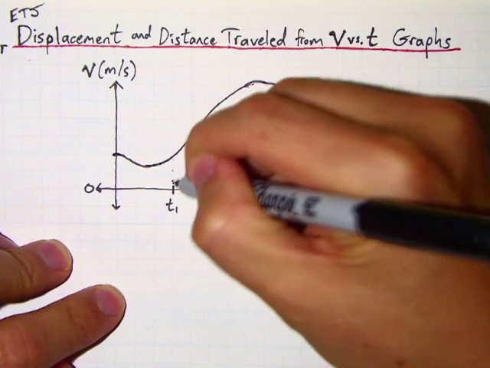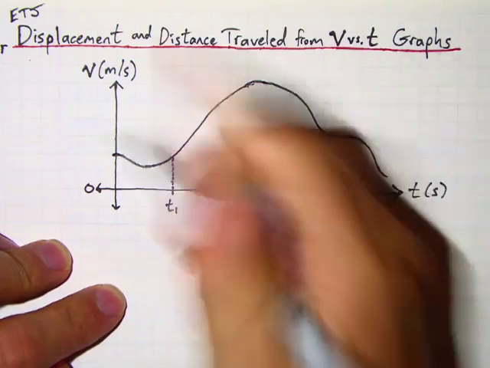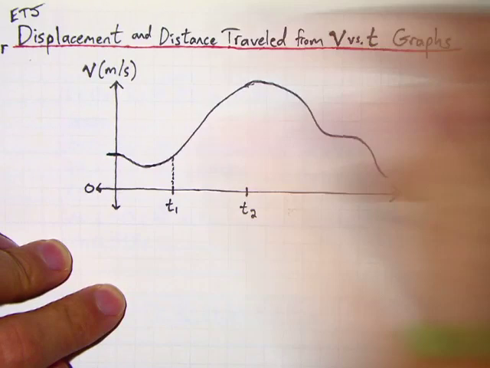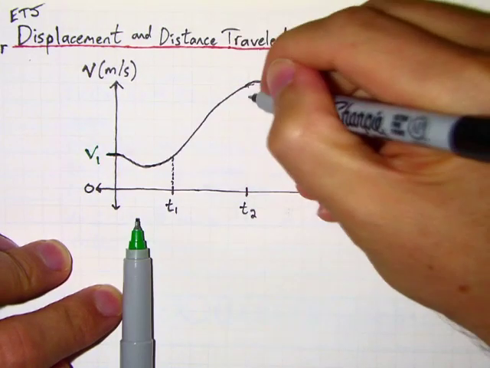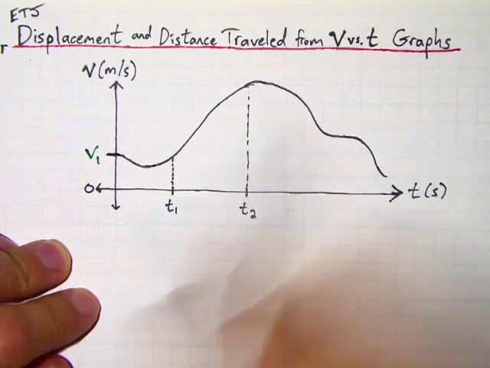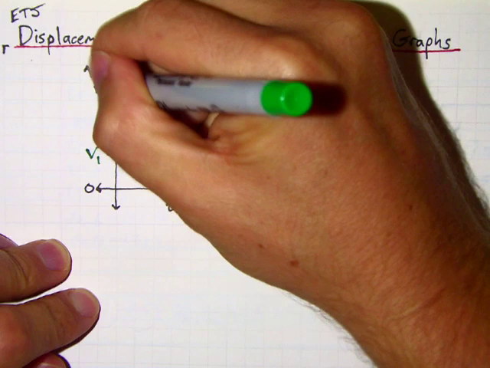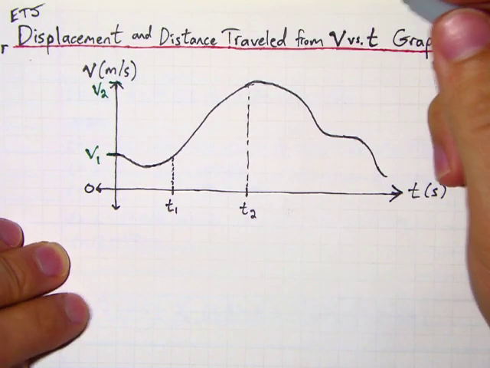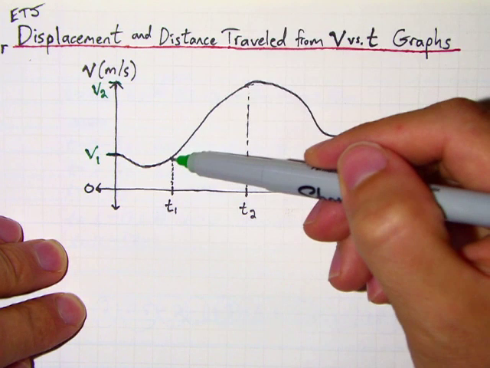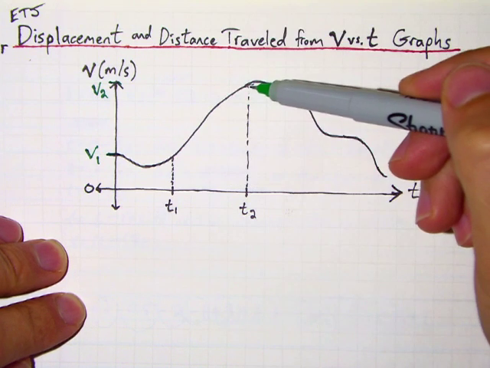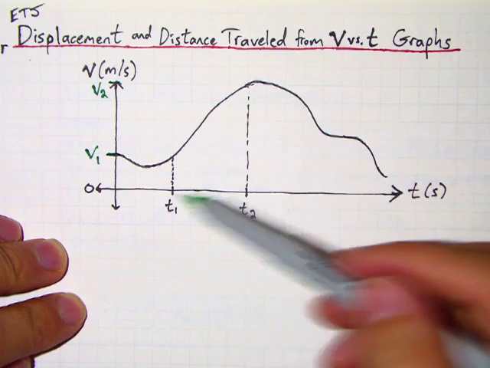Let's see. At time 1, we can note that the velocity was right there. We'll call it V1. And at time 2, the velocity of the object was this higher value up here. We'll call it V2. Okay, we know its velocity at the beginning of that interval, we know its velocity at the end, and that means that it has some average velocity over this time interval.